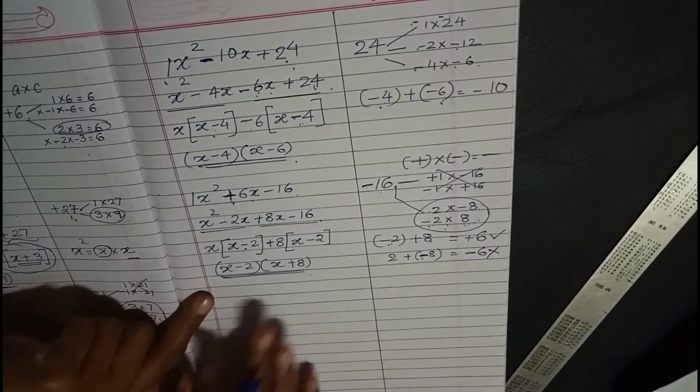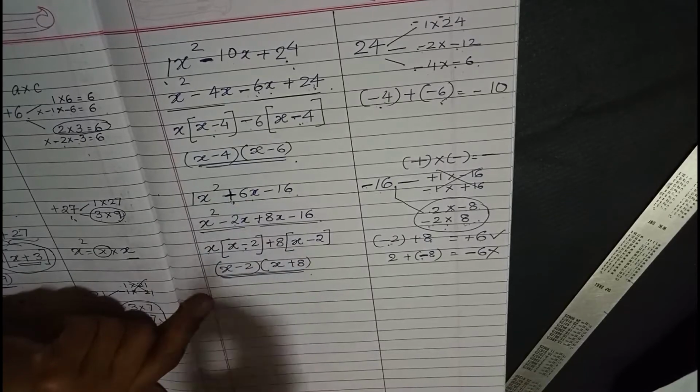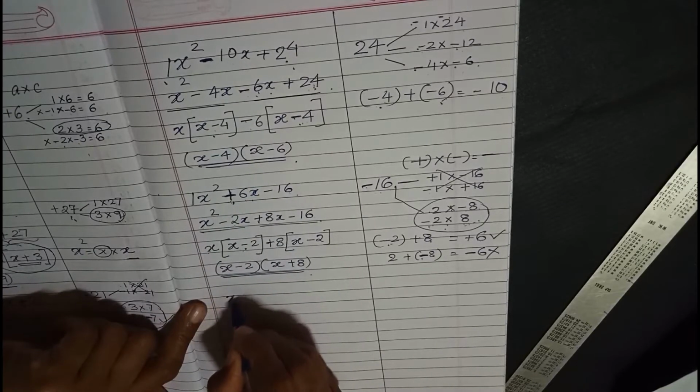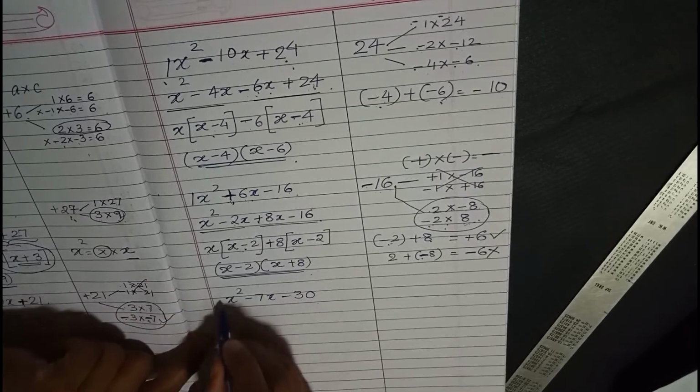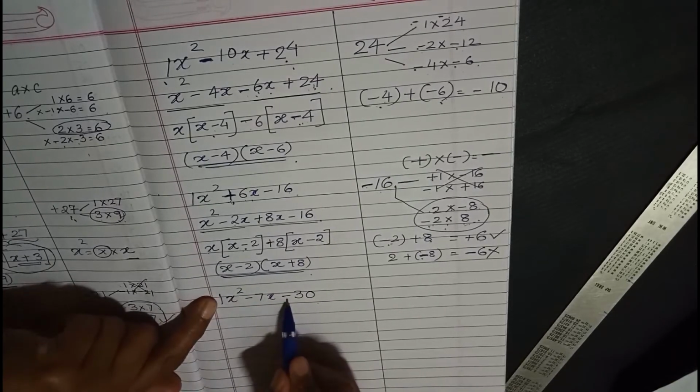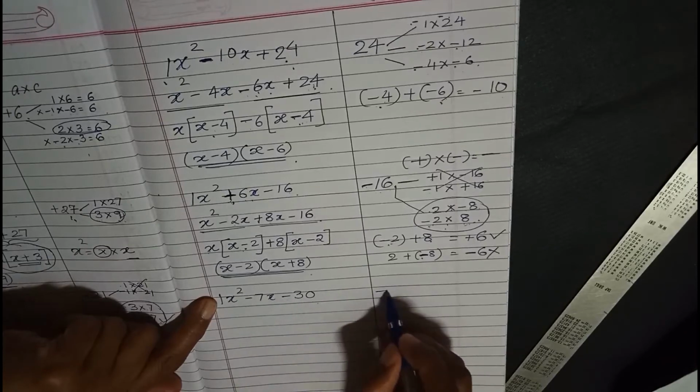Let's do one more example with a minus sign here also. Let us say x square minus 7x minus 30. Now again 1 into minus 30 is minus 30.